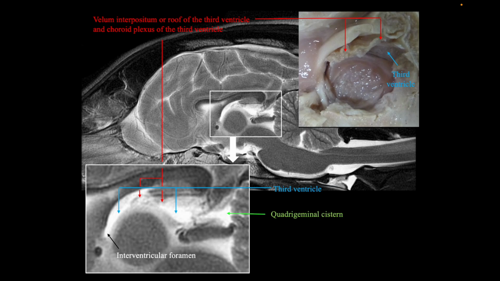On the image on the bottom right, this is at the level of the interthalamic adhesion, and you can identify the third ventricle. This is the blue arrow, and the red arrows are marking the roof of the third ventricle or velum interpositum that contains the choroid plexus of the third ventricle and the internal cerebral veins.